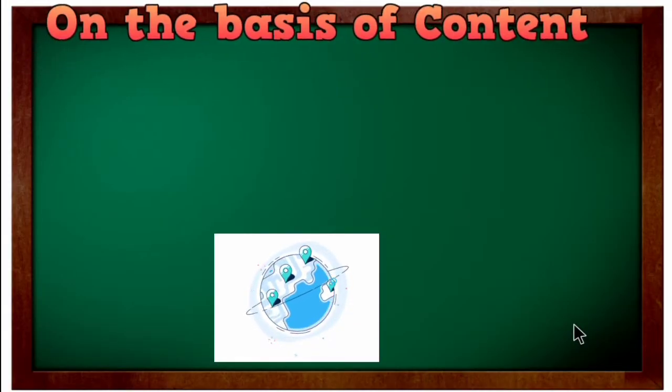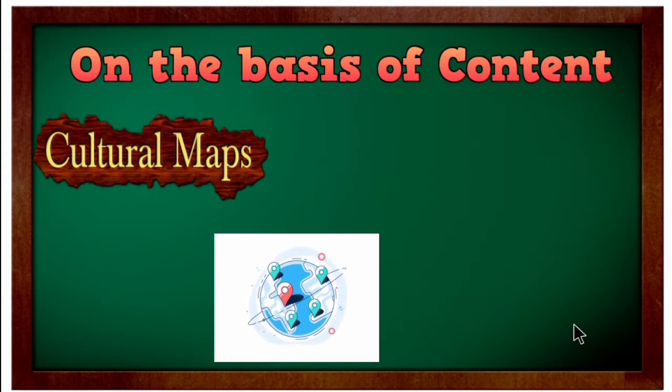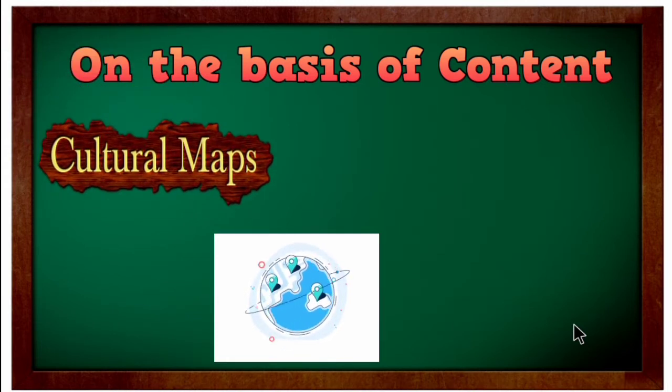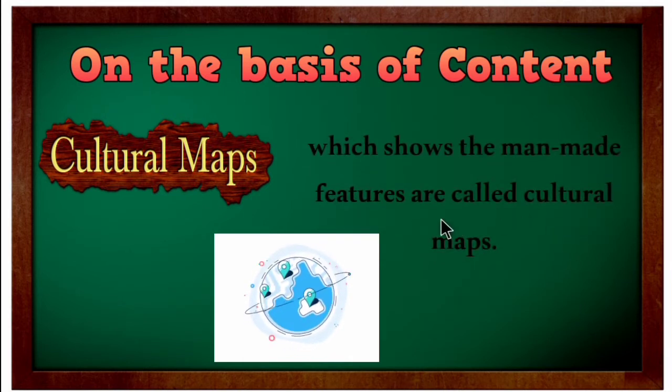Now let's see the next type based on the content. So far we have seen the physical maps. Under physical maps we have seen the relief maps, geological maps, climate map and soil map. Now we are going to see the cultural maps. They show the man-made features like dams and buildings.